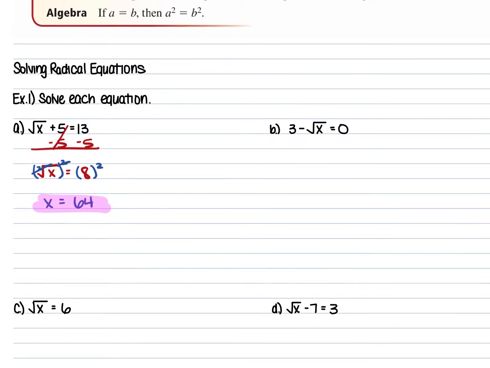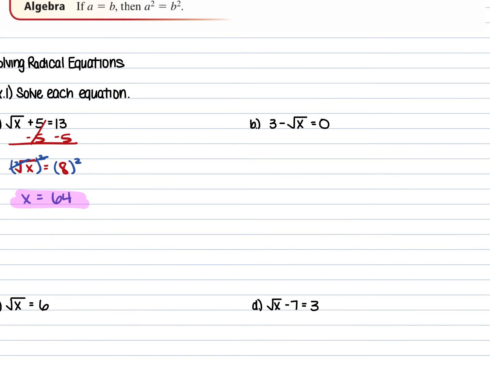For example B, we have 3 minus the square root of x is equal to 0. We could do this one of two ways. We could either move the square root of x over, so that way it's positive, or we can just move the 3 over by subtracting it from each side. We get the negative square root of x is equal to negative 3. We would divide each side by the negative 1 to make that radical positive, and get the square root of x is 3. Once again, that invisible index is a 2, so we're going to raise each side to the second power to cancel out the power and the radical on the left, and just be left with x is equal to 9.